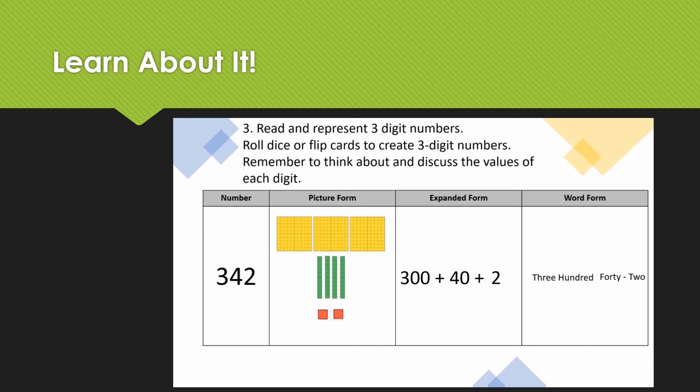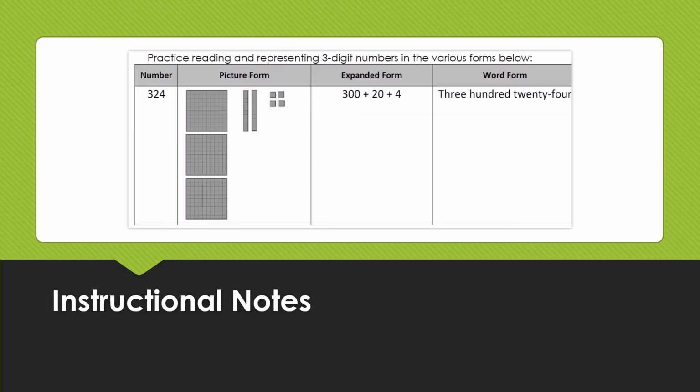Thanks, Mr. Pizek. Hey, first graders, feel free to take a picture of this, or if you have the ability to, pause this and use this as reference. We're also going to review this coming up right now. So in review, we rolled to get our number. This number is slightly different. It's 324 instead of 342. So in our picture form, we can use our flats, our rods, and our units to represent our number using pictures. In our expanded form, we're taking it out and putting it in the different place values, hundreds, tens, and ones. And word form is exactly how we would say it.